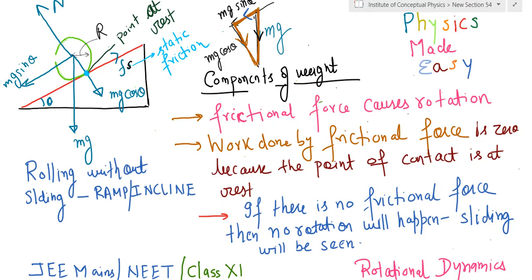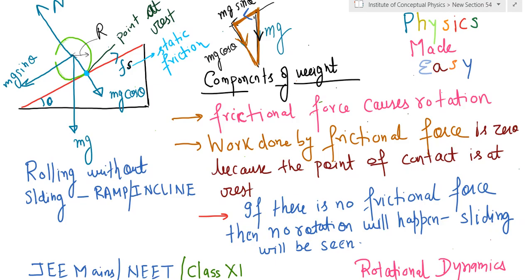The body is going down, and you would expect the friction to be kinetic friction because the body is going down. However, since the point at which the sphere touches the ramp is at rest, because it's a case of pure rolling, the friction which is working is the static friction.